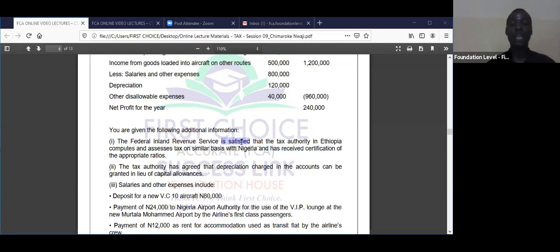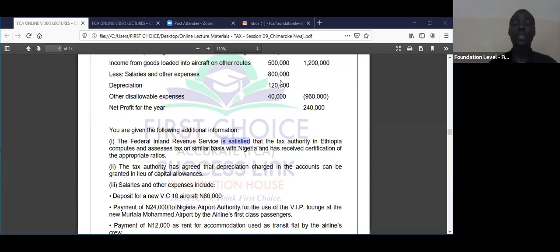Now that you know that, they now said the tax authority has agreed that depreciation charged in the account, which is 120, can be granted in lieu of capital allowance. What they are telling you is that what you see here as depreciation, normally you would disallow it here, take it as your capital allowance. We are telling you that we have agreed that you can take your depreciation in place of capital allowance.